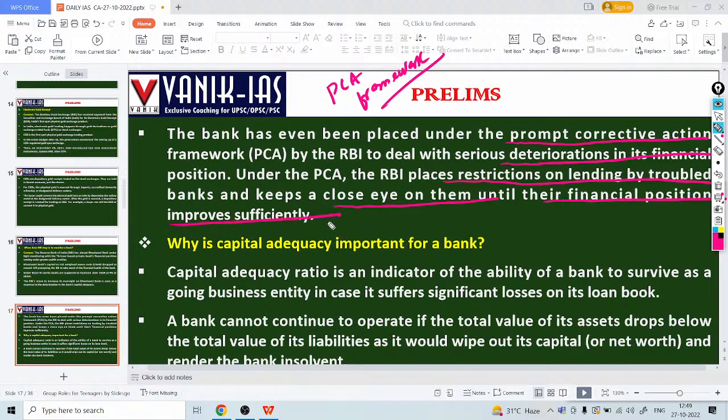The banks under financial unviability are placed under the PCA framework. And the banks coming under the PCA framework are restricted from giving loans or high value loans, from recruitment in large numbers, and from expanding branches, etc. Because it has been exposed that they are unable to manage their finance properly.